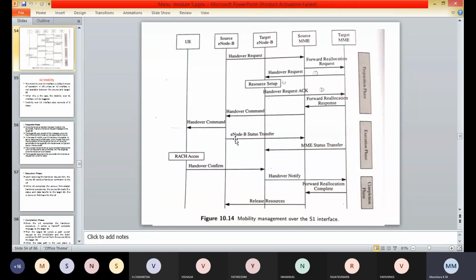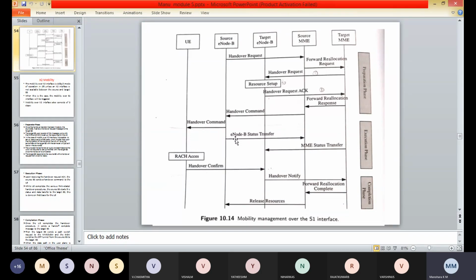So here in the preparation phase, the MME will send a handover request to the target E node B, requesting it to set up the appropriate resources for the user equipment. So here once the resources have been allocated at the target E node B, it sends the handover request ACK signal to the MME. So once this message is received by the MME, it will send the handover command to the user equipment via the source E node B.